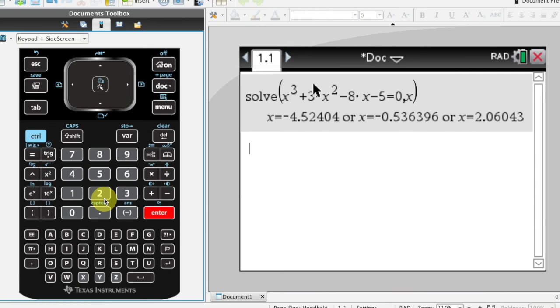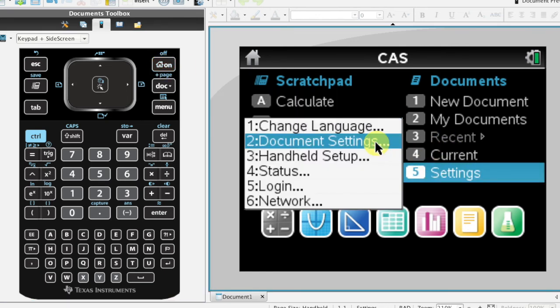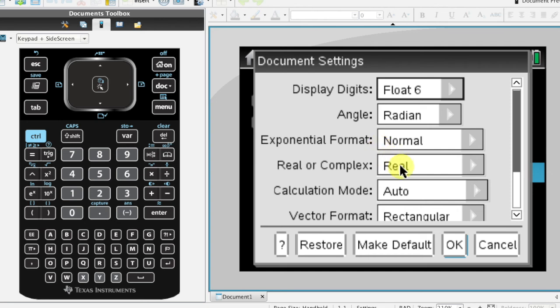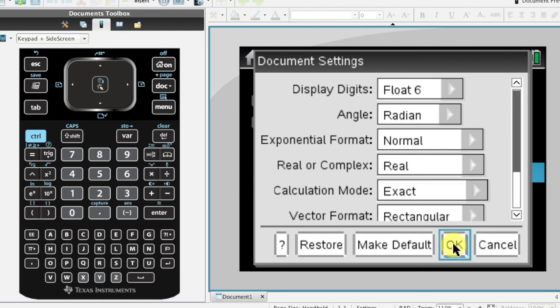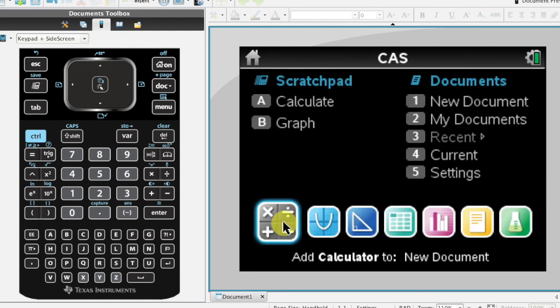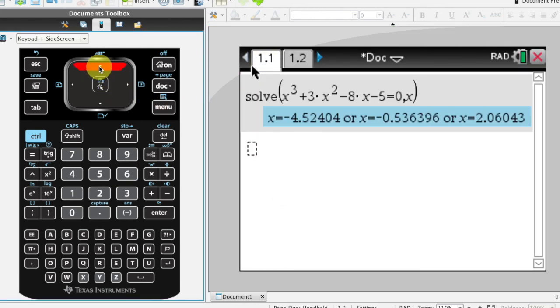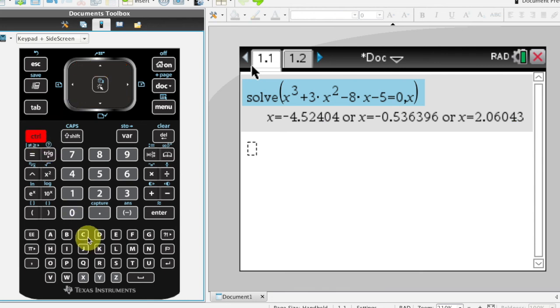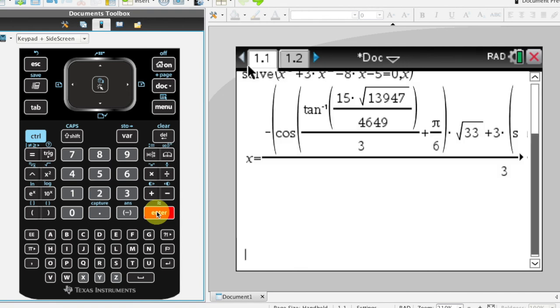If I were to go back and put my calculator into exact mode, settings, document settings, you can see here calculation mode is auto. If I set this to exact and just go OK, go back into that problem. Command C, hit enter. And if I now perform this, you can see it's extremely complicated.